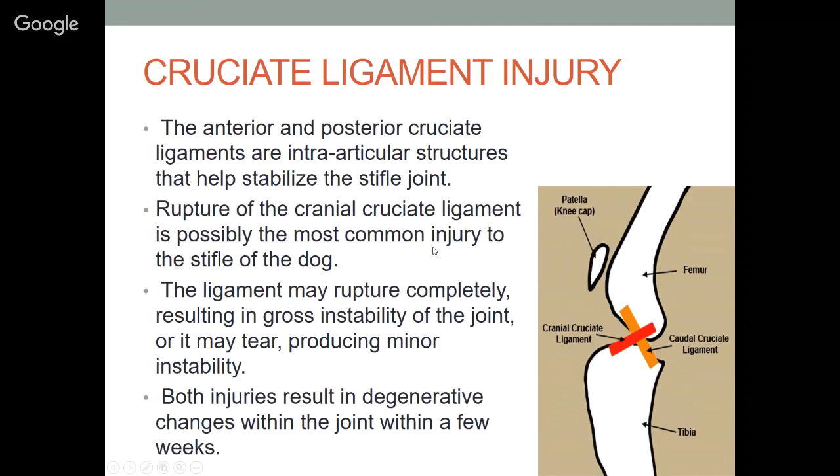So these are intra-articular structures that help to stabilize the stifle joint. It looks like it's on the outside of the joint, but they are actually inside the joint in the middle of the femur and the tibia. Rupture of the ACL is possibly the most common injury to the stifle of the dog. It can rupture completely, which means that we have a very unstable joint. When they put pressure on it, you'll see the bottom bone, the tibia, moves a little bit independently of the femur, and it should not do that. It could just tear, which produces minor instability and pain. Both injuries will result in degenerative changes within the joint within a few weeks. So we need to see this right away and see if we can get this fixed for them.